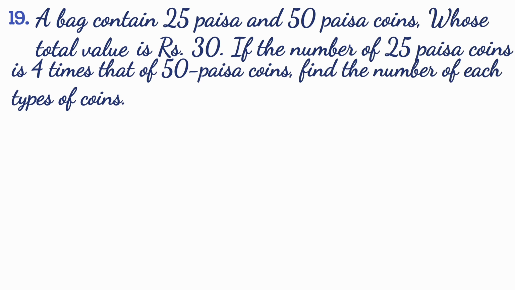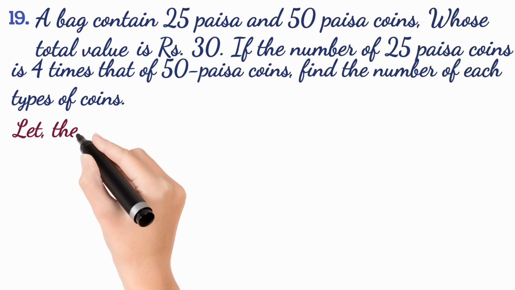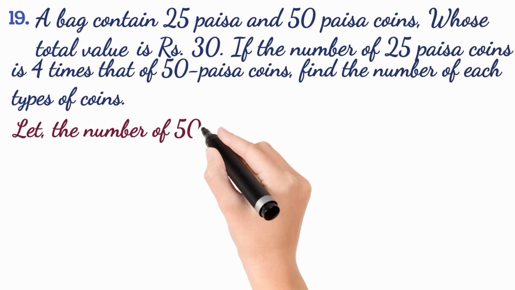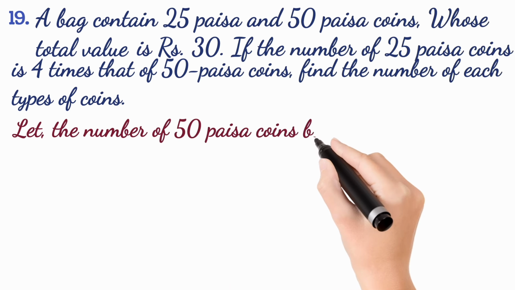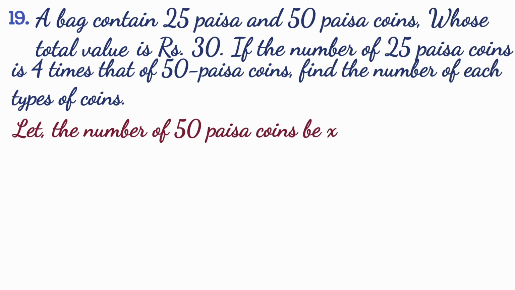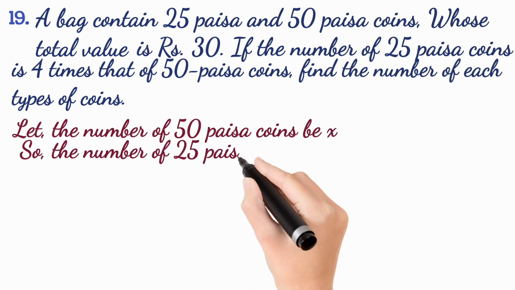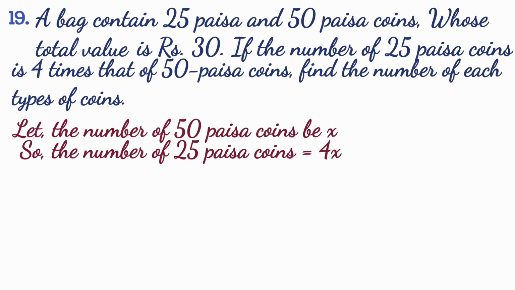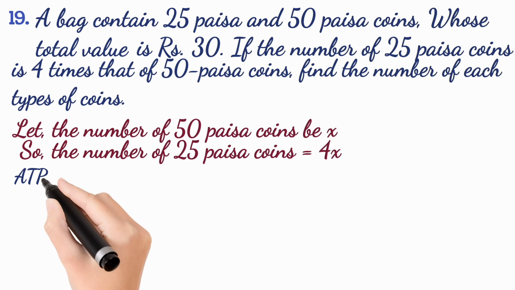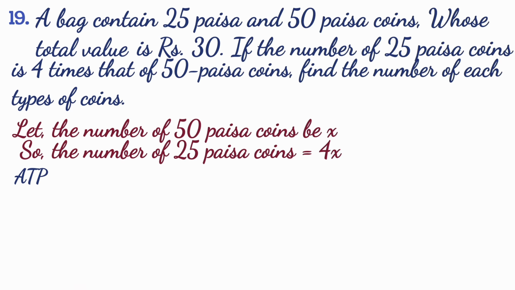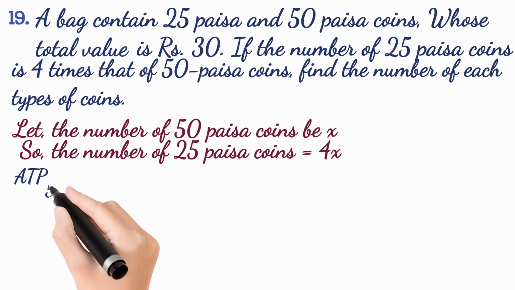If you count, that we will do afterwards. Let us first work on number of coins. Let the number of 50 paisa coins be x. Now let us find the number of 25 paisa coins. The number of 25 paisa coins is 4 times of 50 paisa coins, means 4x. Now, according to the problem, if you count total 25 paisa and 50 paisa in the bag, the value will be 30 rupees.